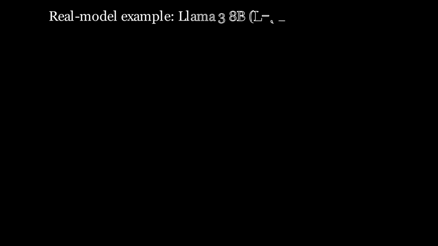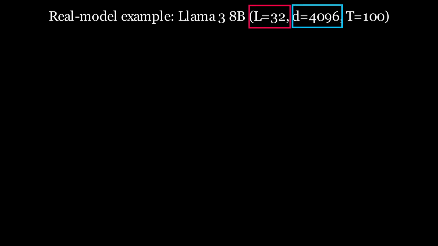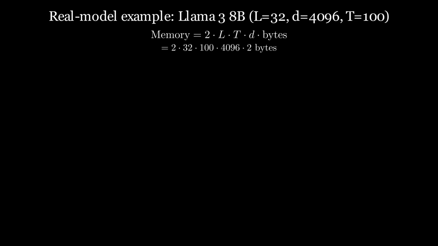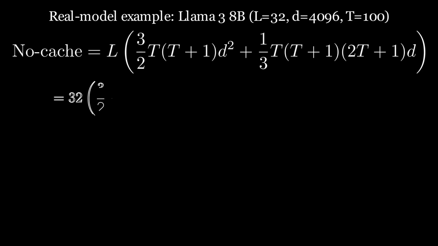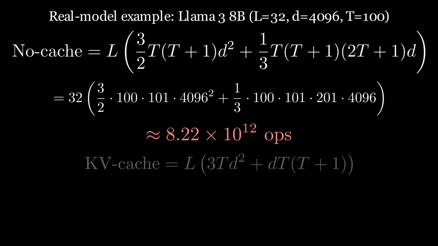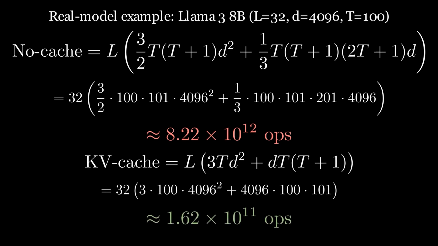After all, we have gigabytes of memory, right? But hold on, this is for our imaginary model we made. If we apply on real model like Llama 3 8 billion parameter model, which is having 32 layers with 4096 hidden dimension, the memory consumption for generating 100 tokens will be approximately 50 megabytes. With this much operation without cache, and if you cache, then this will be this much operation.